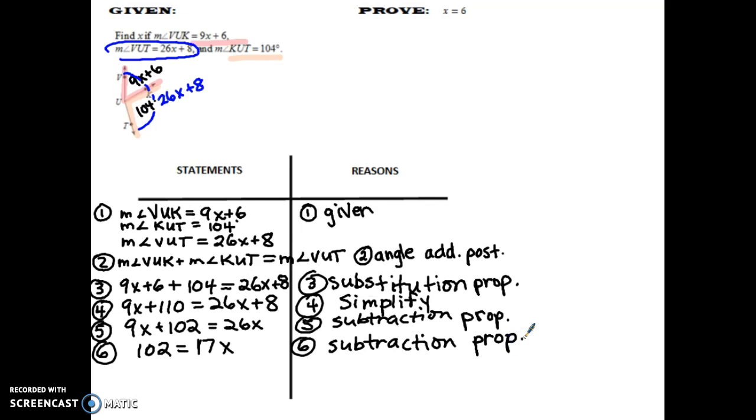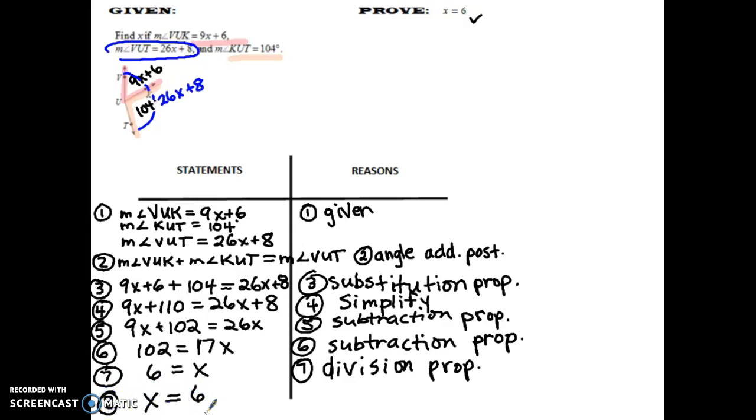Then I'm going to divide, right? 102 divided by 17 is 6. So that was the division property. Does that look exactly like what I'm supposed to prove? So what's wrong with it? The order is flipped. So I'm going to flip that and say x equals 6. What property is it that allows me to switch those? Reflexive would say x equals x. Symmetric is the same forward and backward.